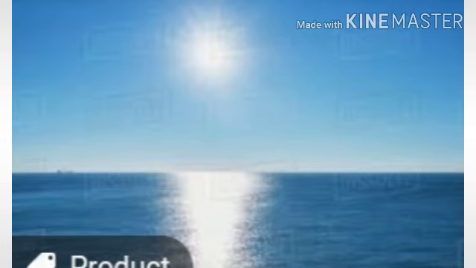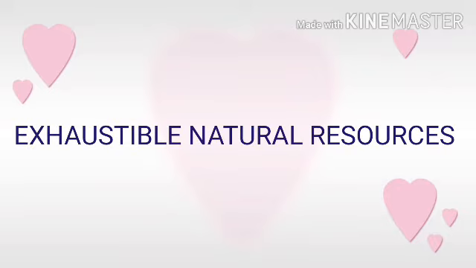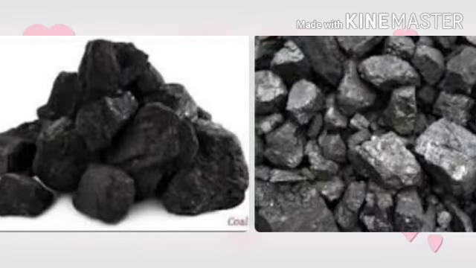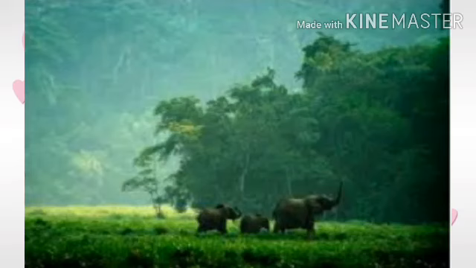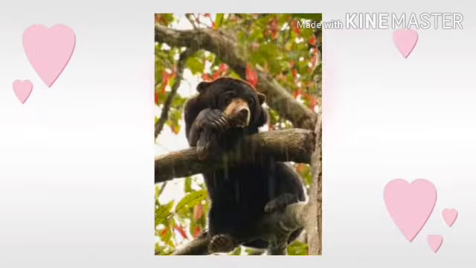The term exhaustible means something which can be used up completely so that nothing is left behind. Those resources which are present in a limited quantity in nature and can be exhausted by human activities are called exhaustible natural resources. The examples of exhaustible natural resources are coal, petroleum, natural gas, minerals, forests, and wildlife. The exhaustible natural resources do not last forever.